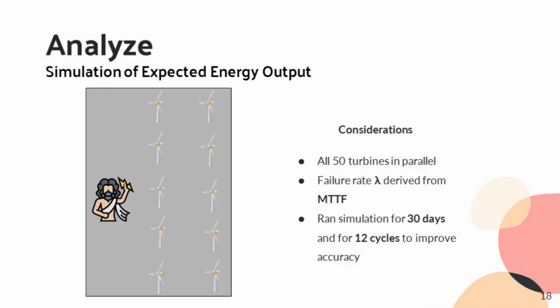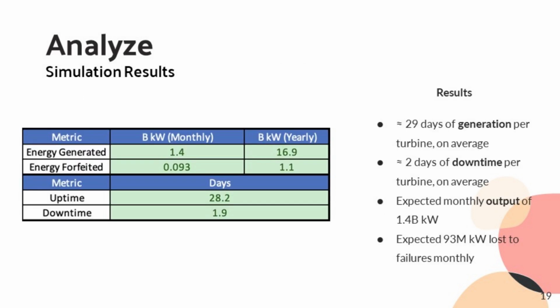To further verify our numbers, the team ran a simulation model with over 50 turbines in parallel. We used failure rate lambda derived from our MTTF and ran the simulation for 1 month and for 12 cycles to improve our accuracy. This resulted in about 28.2 days of uptime out of 30, which resulted in about a 95% uptime, which is almost exactly what we resulted in our Markov chains and steady state estimates. The team expects 1.4 billion kilowatts generated per month for the entire farm.